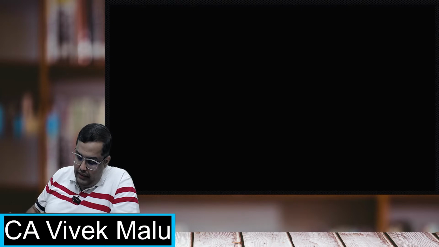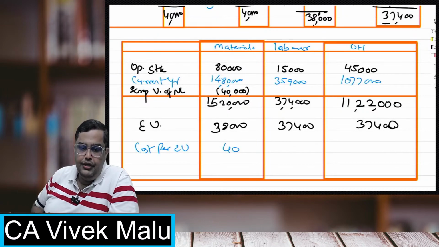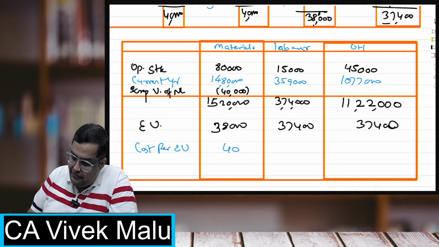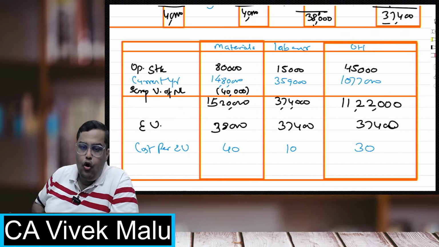So now 15 lakh 20,000 divided by 38,000. This is coming exactly 40 rupees per unit. Cost per equivalent unit 40 rupees. Okay, cost per equivalent unit, this is coming 40 rupees. Now 3,74,000 divided by 37,400, I think it will be exactly 10 rupees. And 11,22,000 divided by 37,400, it is exactly coming 30 rupees. So this is my cost per equivalent unit.